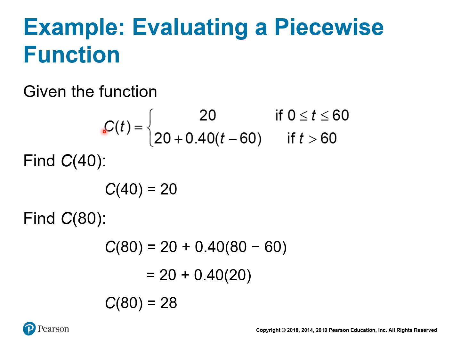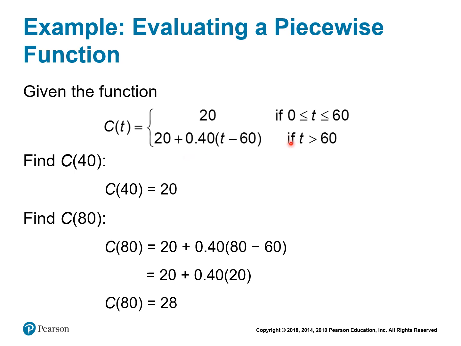It says c of t. In this case, t corresponds to x. It is a domain variable. So c of t equals, and then we use this parenthesis here to keep all the different functions together. So c of t equals 20. It's a constant value, equals 20 when t is a value between 0 and 60 inclusive.